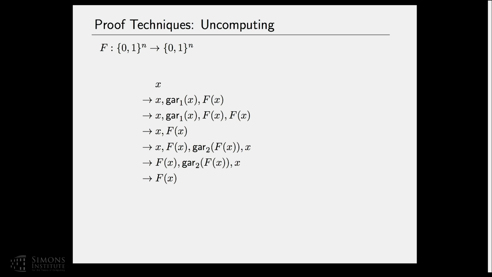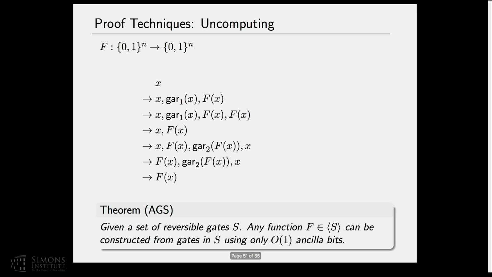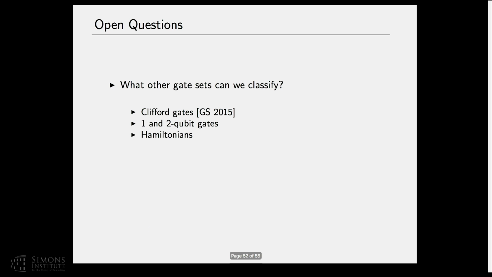But you might notice an issue here. The issue is that we used a bunch of ancillas. Okay, cool, I'm almost done. So we used a bunch of ancillas. And one of the consequences of our classification is that we actually get rid of all these ancillas and compress them down to just a constant number.